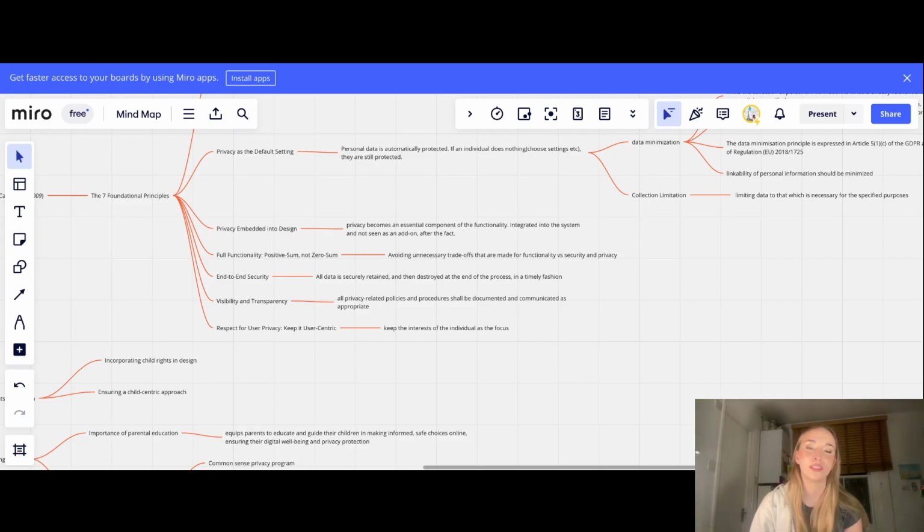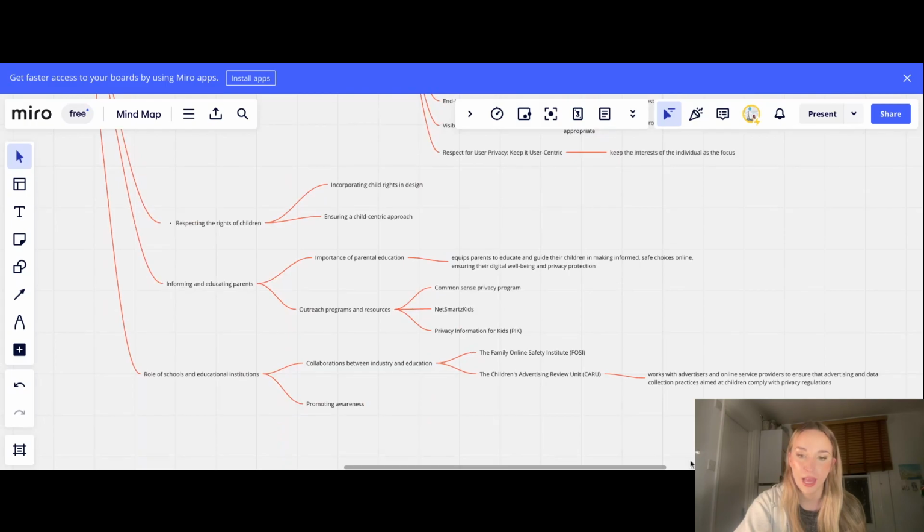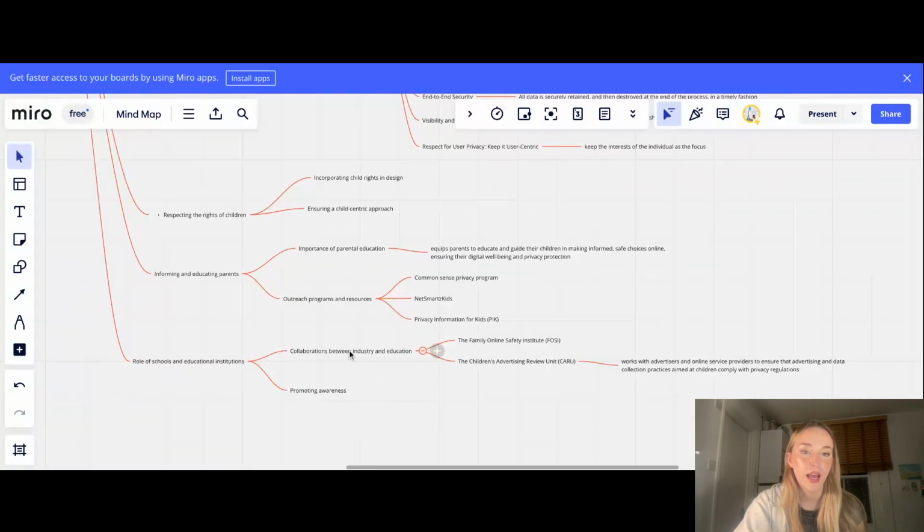We want necessary data to be collected, but then destroyed as soon as possible. Visibility and transparency. All privacy-related policies and procedures shall be documented and communicated as appropriate. Respect for user privacy, keep it user-centric. Keep the interests of the individual as the focus. So always keeping in mind the best interest of the individual, and in this case, the best interest of the child when designing and developing these systems.